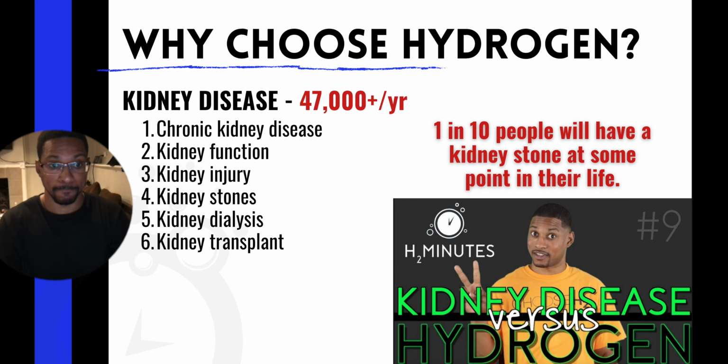Kidney disease kills 47,000 people per year, and 1 in 10 people will have a kidney stone at some point in their lives. A big part of this is directly tied to the fact that we just don't drink enough water. We're all chronically dehydrated. We don't drink enough water every day. And this leads to kidney stones, and this leads to our kidneys suffering. And so definitely drink more water. Drink the water that has hydrogen gas in it, because it's even going to benefit your kidneys even more, right?